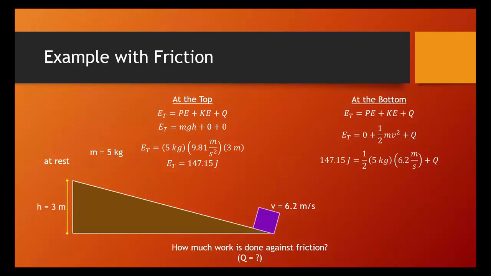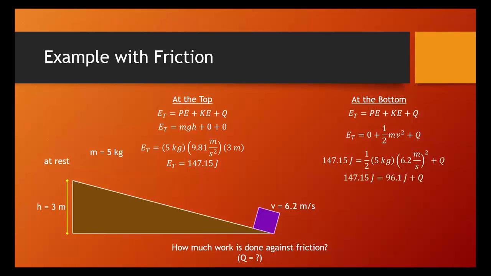We can substitute in what we know. We know that this object is still going to have a total energy of 147.15 joules. We can substitute in the mass and the velocity. Whoops, that should be squared. And we can find that at the bottom, the kinetic energy is 96.1 joules.